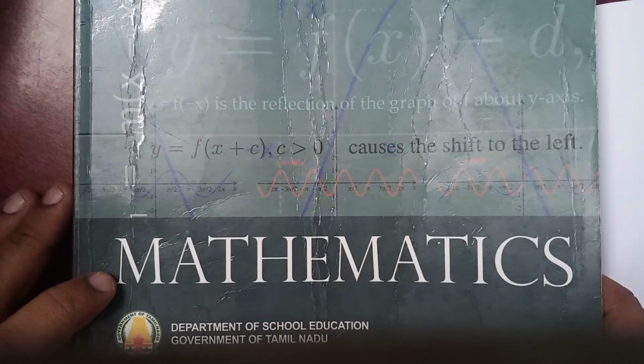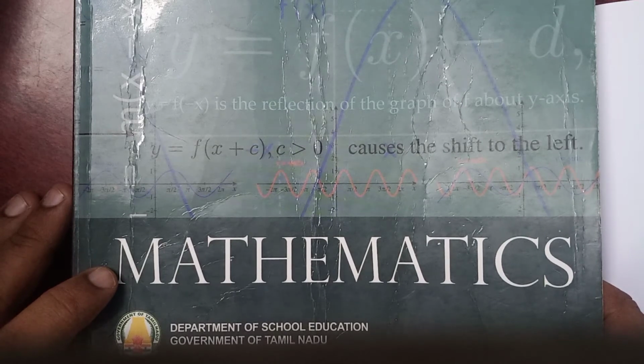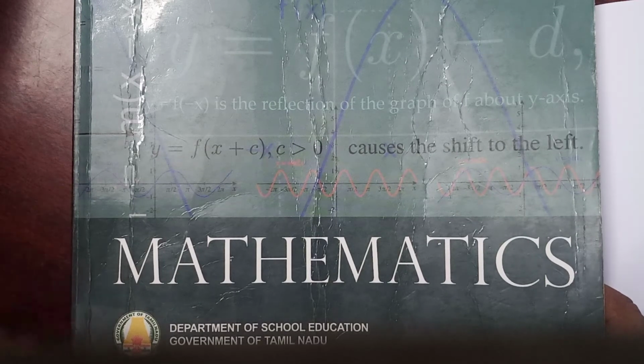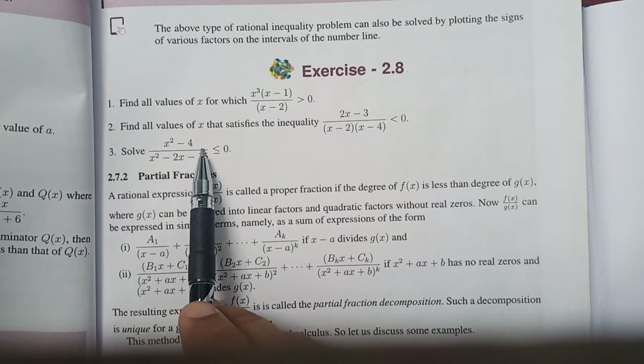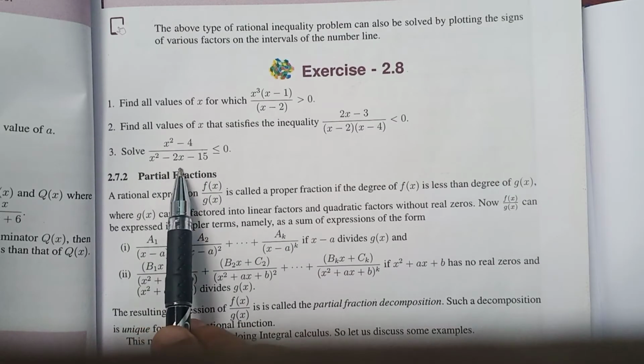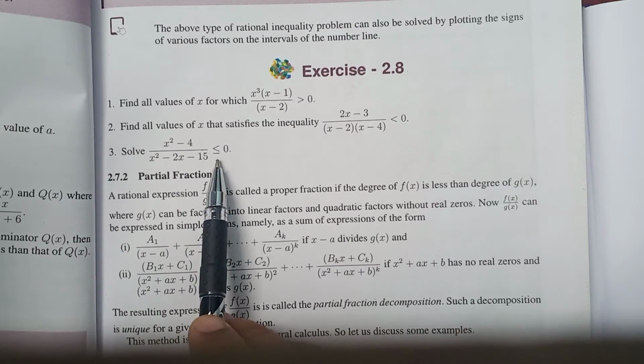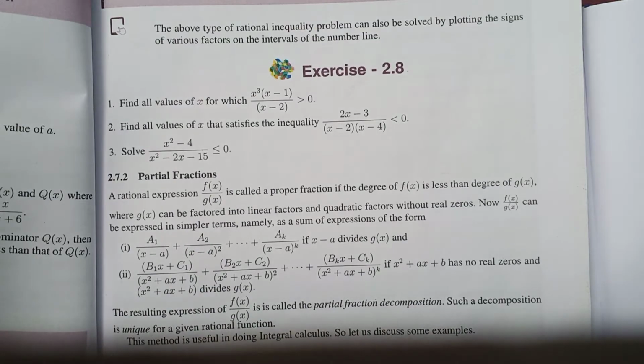11th Standard Mathematics, Chapter number 2, continuation of exercise 2.8. Now problem number 3. Solve (x squared minus 4) divided by (x squared minus 2x minus 15), which is less than or equal to 0.